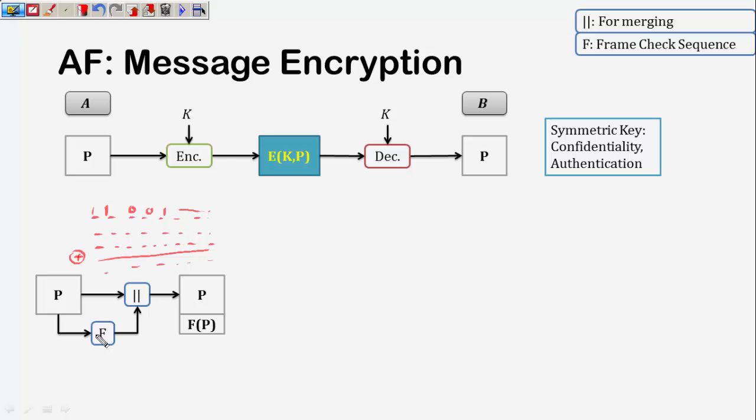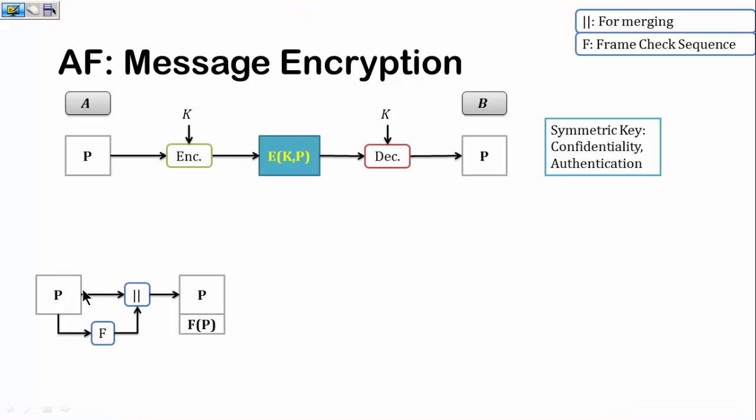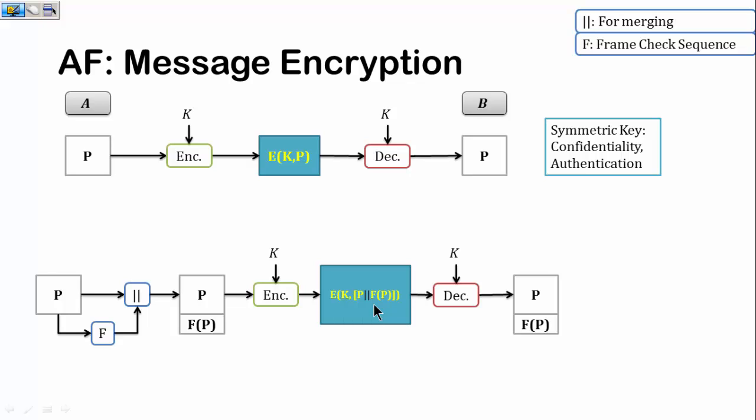A similar approach is used with this function F over here as well. So this frame check sequence is basically a checksum that calculates the checksum value for the plain text, and that checksum value is then appended to the plain text. So this becomes the overall message that should be encrypted with the help of the shared secret between A and B, that is K. So after encryption you are getting a message which is a combination of plain text and the checksum code attached to it.